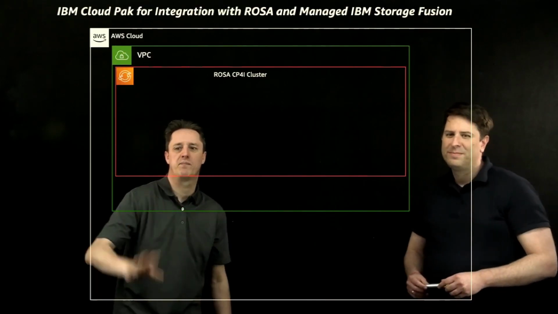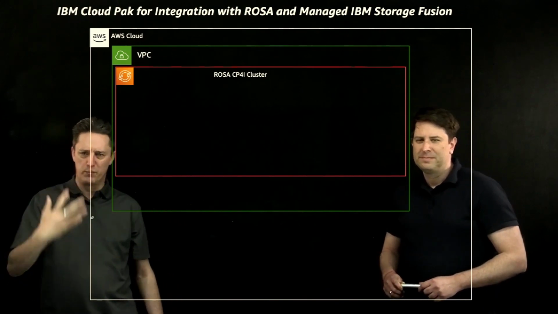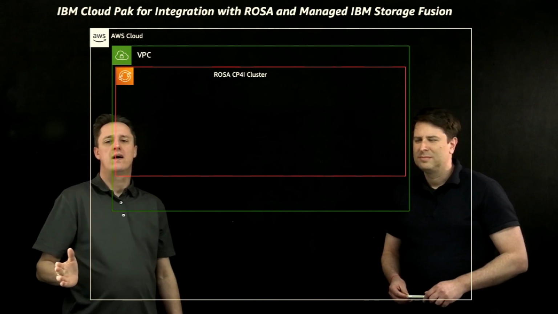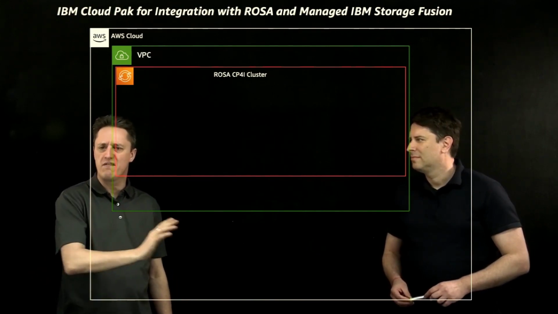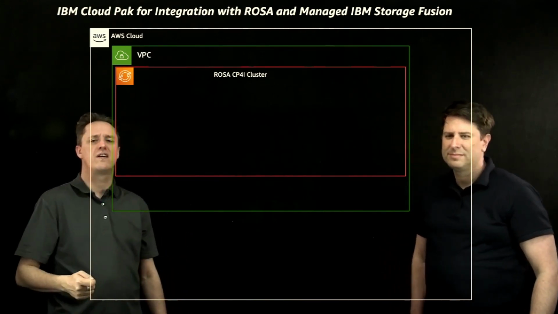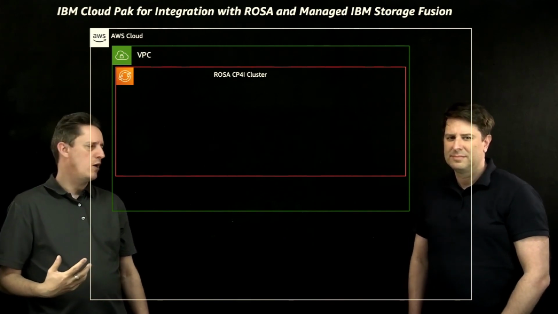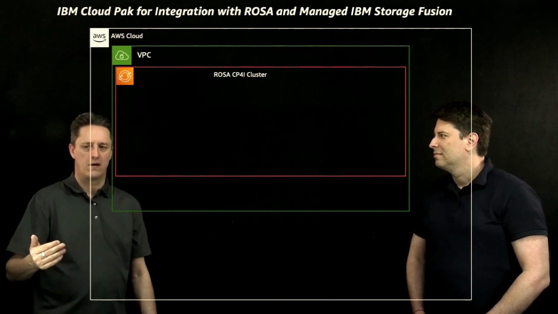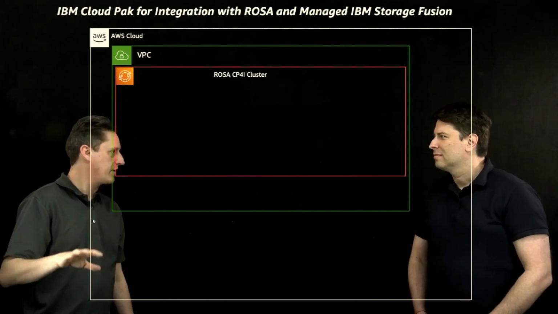Okay, so we're going to take an AWS region, we'll put a VPC down. This will typically be a multi-AZ implementation, so there'll be 3 availability zones, subnets in each AZ, and then we'll deploy an OpenShift cluster, in this case a ROSA cluster, providing the OpenShift layer. Is that correct? That's correct.